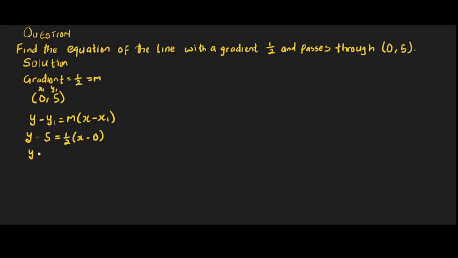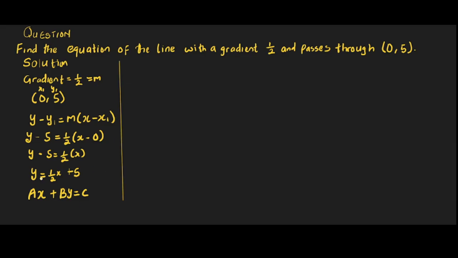Here we have y minus 5 equals 1 over 2 times (x minus 0), which will give us x. So here we have y equals 1 over 2 x. This will come to the other side and becomes a plus 5. Here we have the equation of the line, but in this format, we have it in the gradient intercept form. We can also rewrite this in the general form of the equation of the line, which is ax plus by equals c.